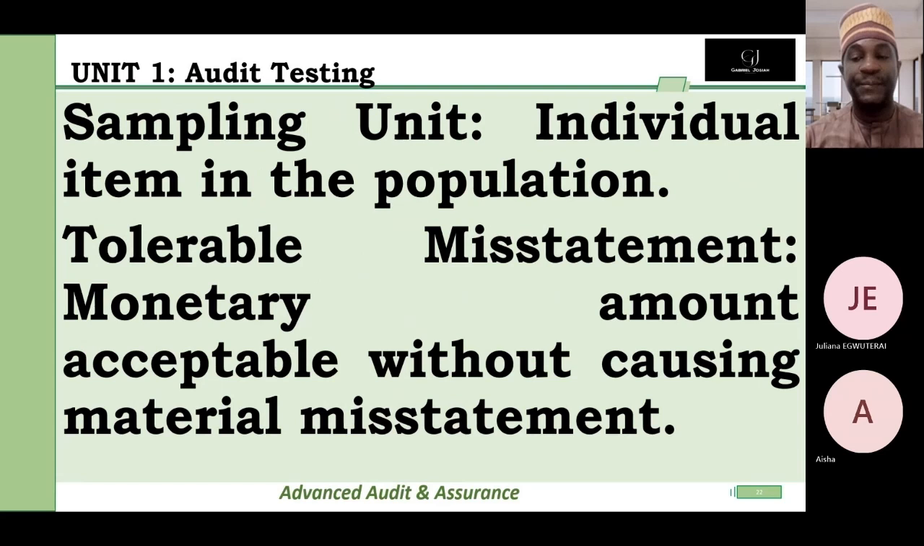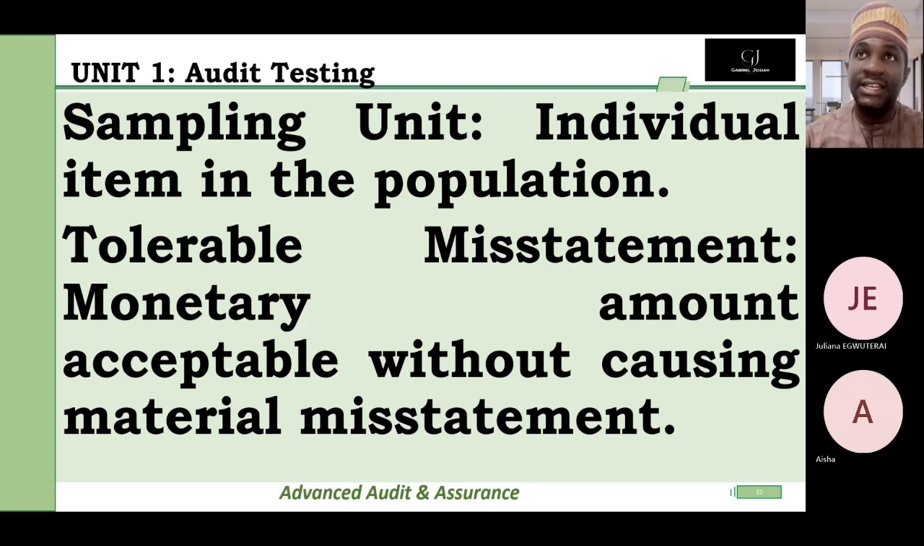So for sampling units, the individual item in the population is considered. Out of 1,000 invoices, individual ones are very important, and each one, based on their materiality or the amounts on them, should capture your attention. So there are tolerable misstatements. Like Aisha said, some are immaterial, so you could tolerate some. The monetary amount acceptable without causing material misstatement is possible.